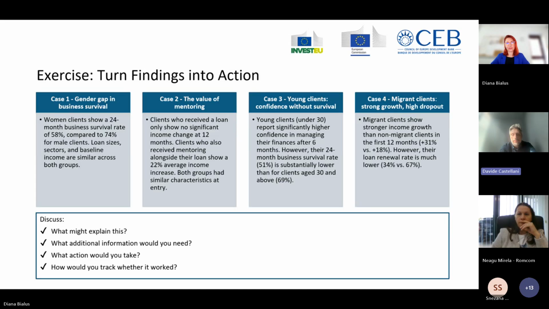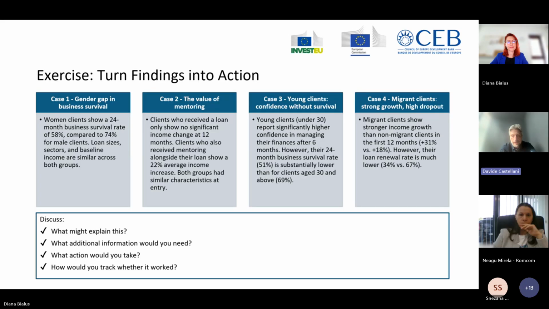And then the last one is about migrant clients. So migrant clients show stronger income growth than non-migrant clients in the first 12 months, 13% versus 18%. However, their loan renewal rate is much lower, so 34% versus 67%.